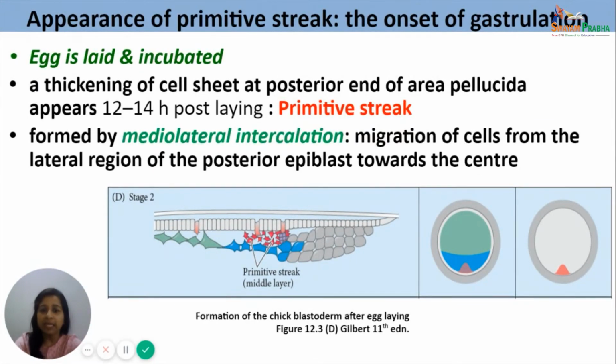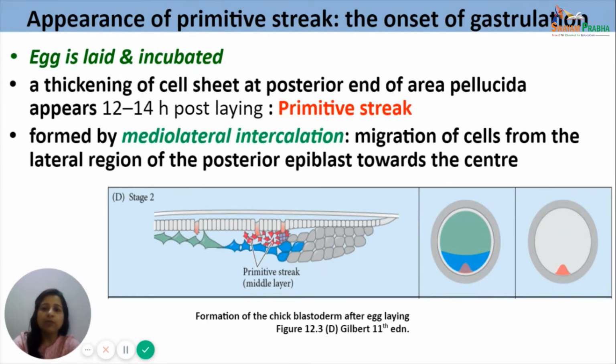After the egg is laid, it requires incubation at around 40 degrees Celsius. For this, the hen has to sit on the egg till it is hatched. Alternatively, the egg can be put inside an incubator and incubated at 40 degrees Celsius.